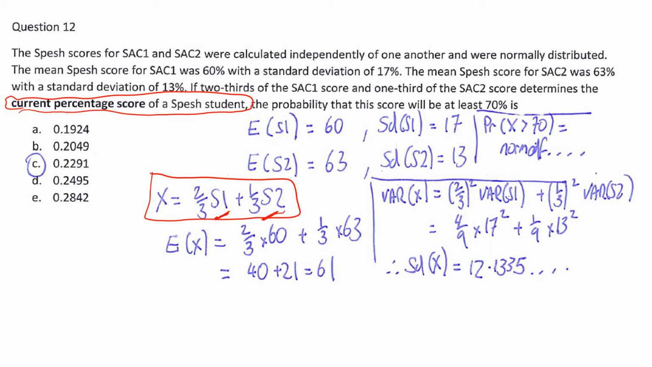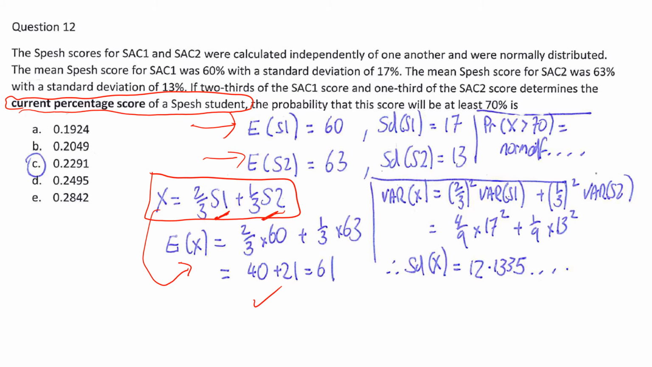So the answer can be determined via your norm CDF. All right, so here's our key data. SAC1, 60, standard deviation of 17. SAC2, 63, standard deviation of 13. We can easily work out our expected value of X. Turns out to be 61, 2/3 of one, 1/3 of the other.